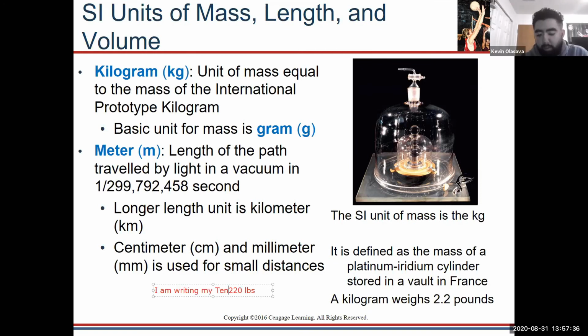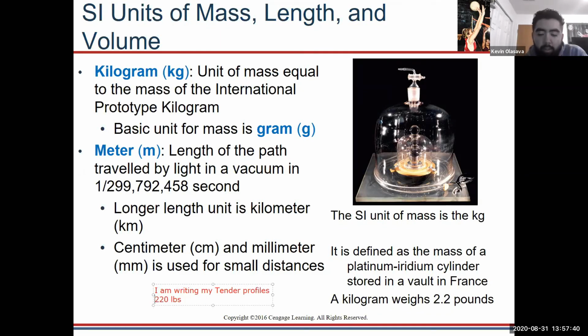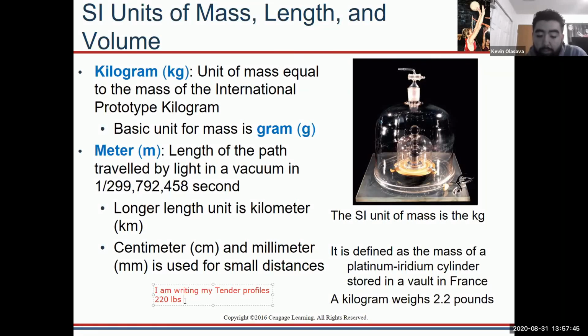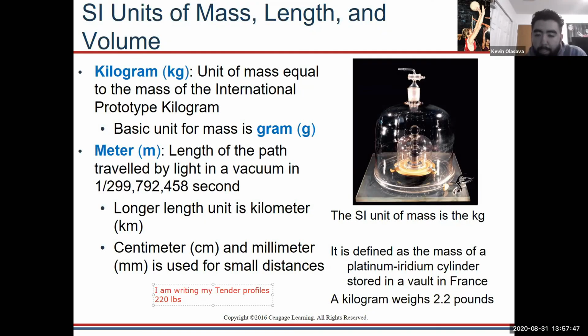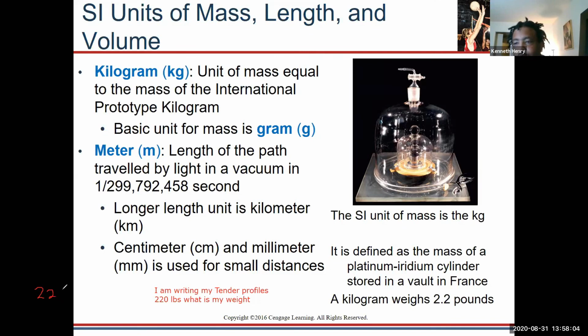So your given is obviously 220 pounds, and to convert it to kilograms, you would multiply by the equivalence ratio, which is 1 kilogram over 2.2 pounds. And when I calculate it, it gives you 100 kilograms. Okay.